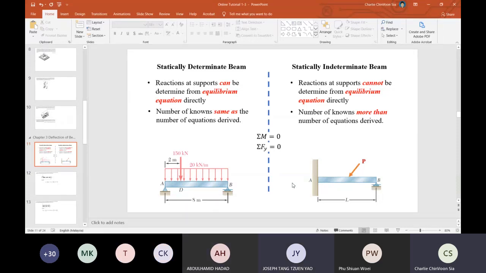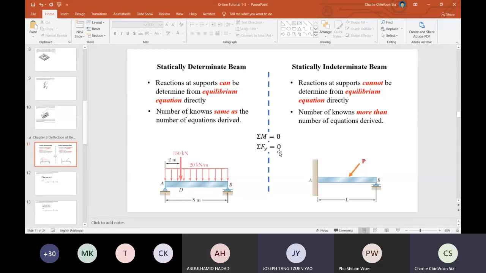At point A, how many reactions do we have here? 2, AY and MA, the moment. So it's a fixed support, AY and MA. And then at point B, we have BY. So in total, we have 3 unknowns, isn't it? Yes, 3 reactions need to be determined.